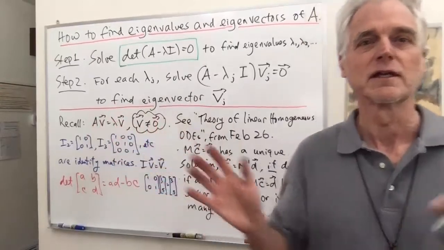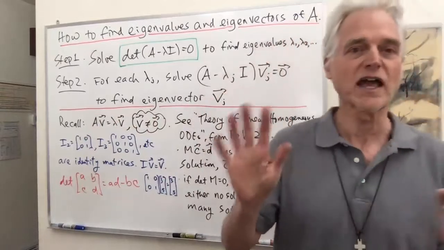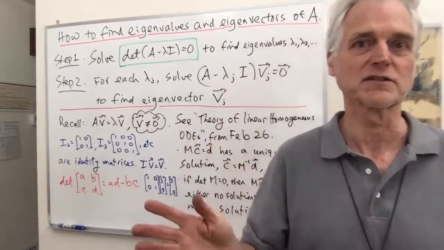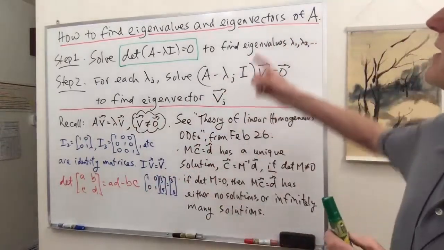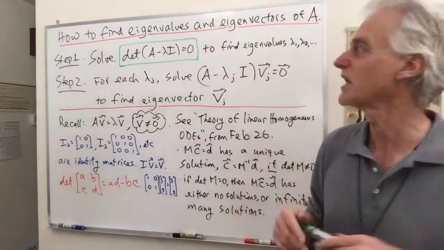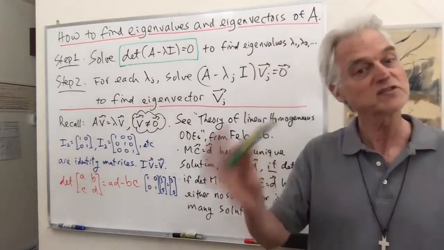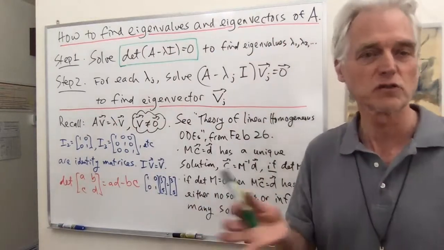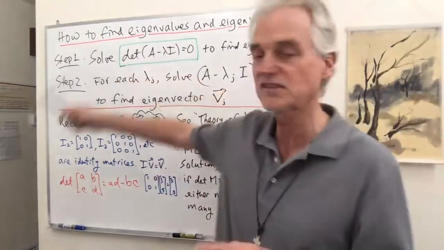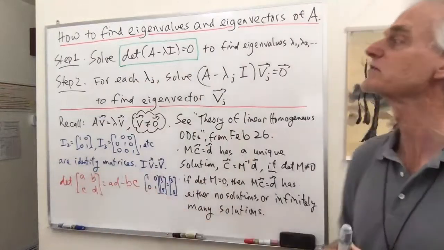Hello. So today I'm going to do part 2 of eigenvalues and eigenvectors. In particular, how to find the eigenvalues and eigenvectors of a given matrix A. And A has to be square. We're going to focus on 2 by 2, but these two steps work for a 3 by 3 matrix or a 7 by 7 matrix.